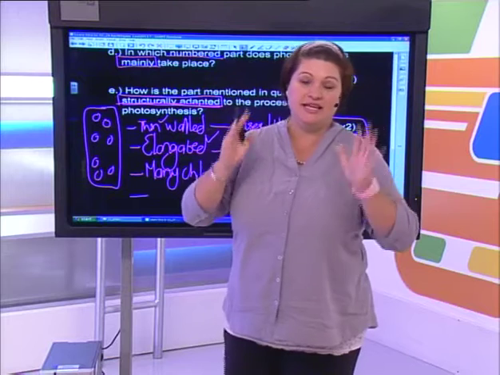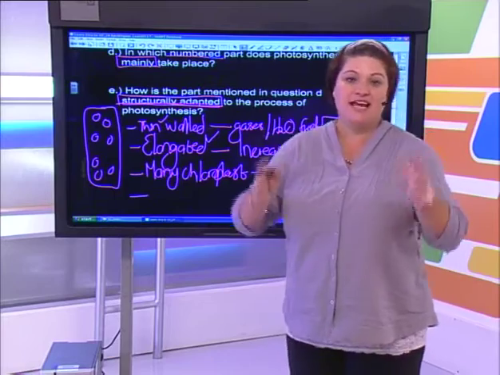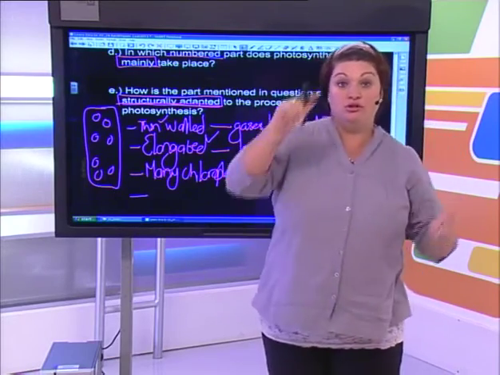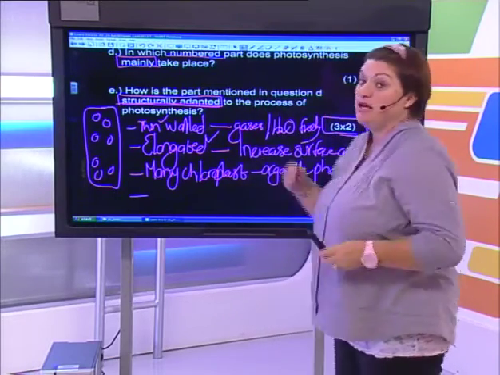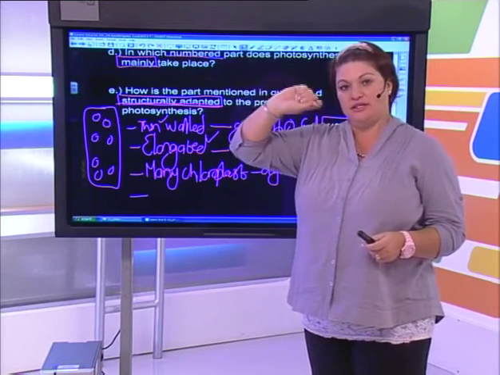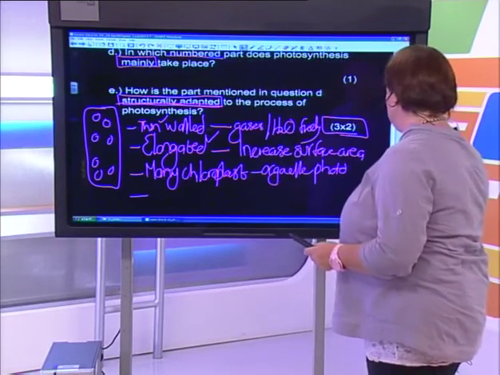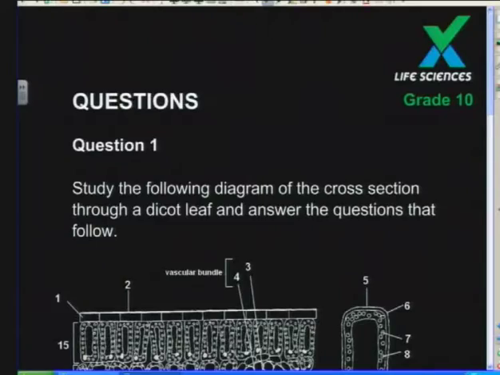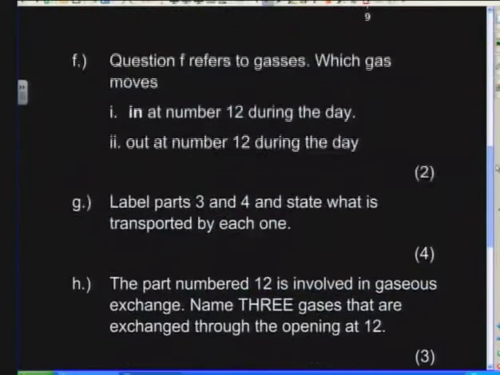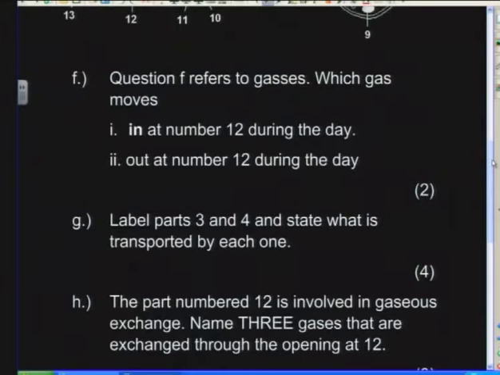So now we've taken the diagram of the leaf and put it into questions. Can you label it? Do you know the different functions? The next question that we're going to go to is a bit of a higher level. It's going to step it up a bit. Okay, I think we've got one more. Oh, we've still got a few more. Sorry. Question F refers to gases.